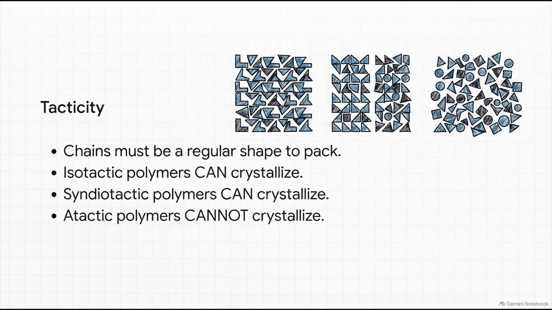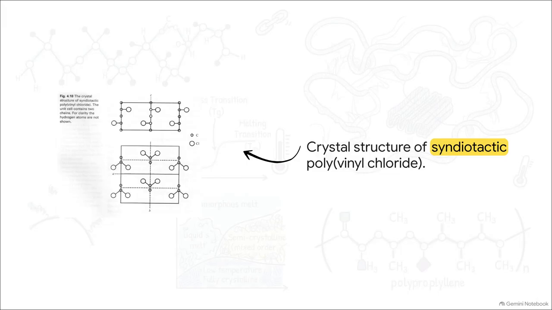But atactic polymers? No way. They are completely irregular, and those bulky, random side groups ruin any chance of tight packing. And this diagram perfectly illustrates that rule. Because PVC has that regular, alternating syndiotactic arrangement, the molecules can pack beautifully into a neat, rigid crystal lattice.